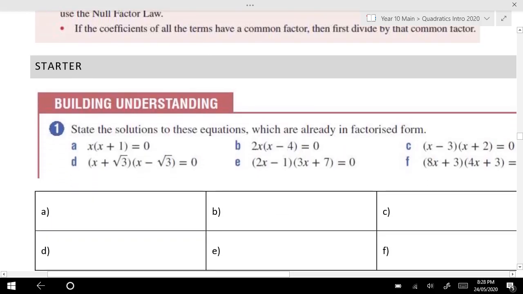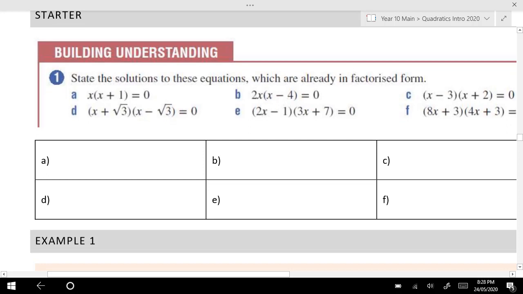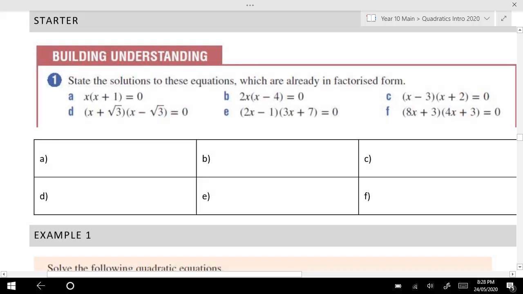Okay, so just quickly, let me practice a couple of questions with you. These are already factorized, so what are the solutions? Well, if this is equal to 0, first of all, you can see that x could be equal to 0, or x plus 1 would have to equal 0, which means that x is equal to -1 in that case. So I've got 2 solutions.